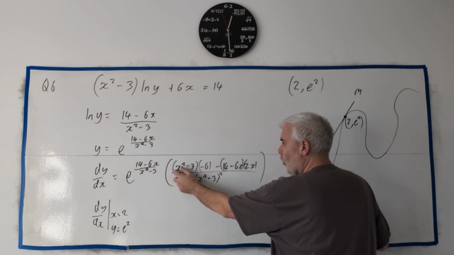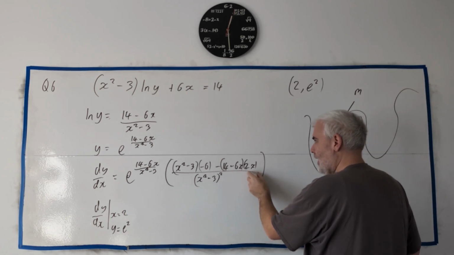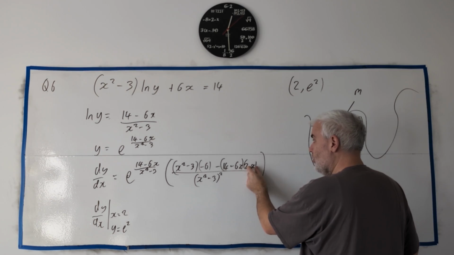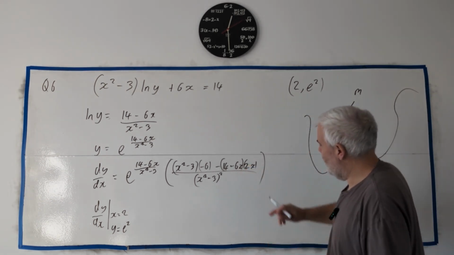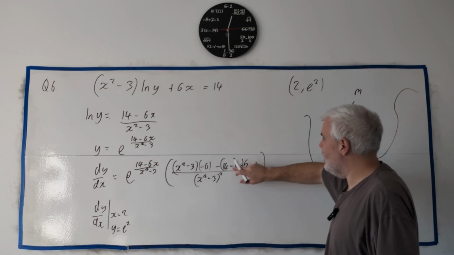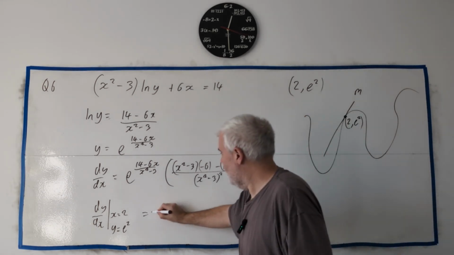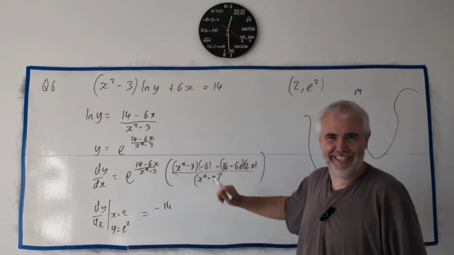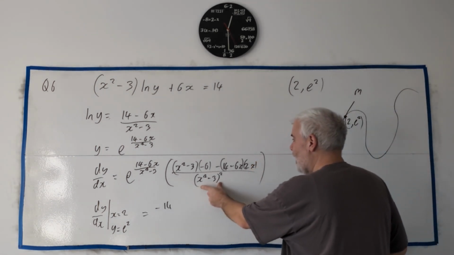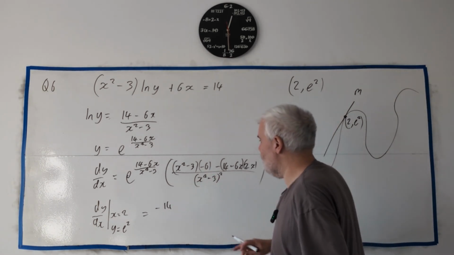2 squared is 4. 4 minus 3 is 1. That's minus 6. That's, let's see, 2 times another 2. That's 4. Is that right? 2 times 4 is 8. Minus 8. So minus 6 minus 8 is minus 14. See, I know the answer, so I was a bit worried I wasn't getting it. Minus 14 is on top. Down here, 4 minus 3 is 1. 1 squared, still minus 14.